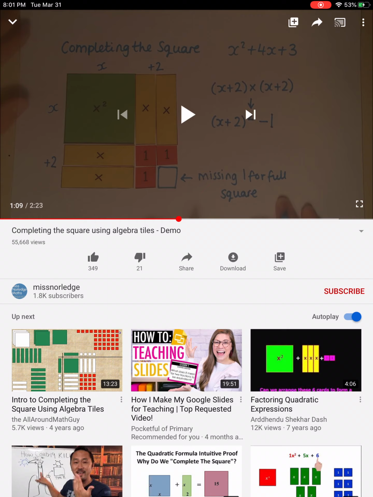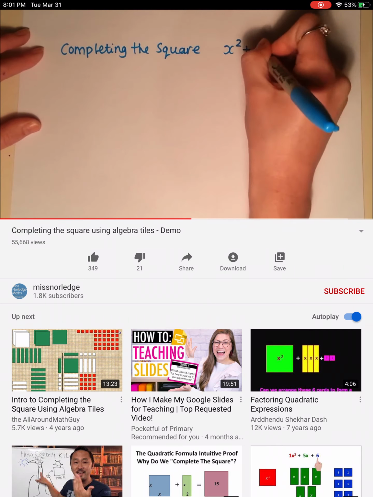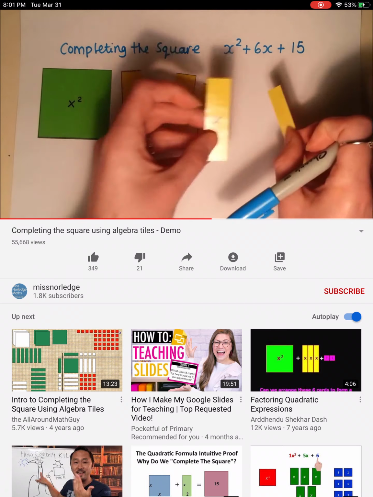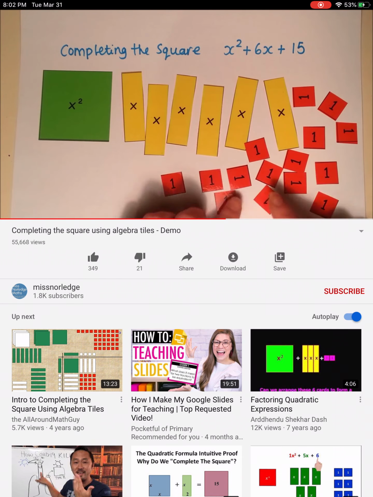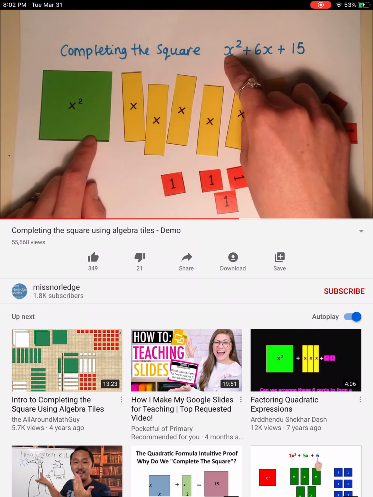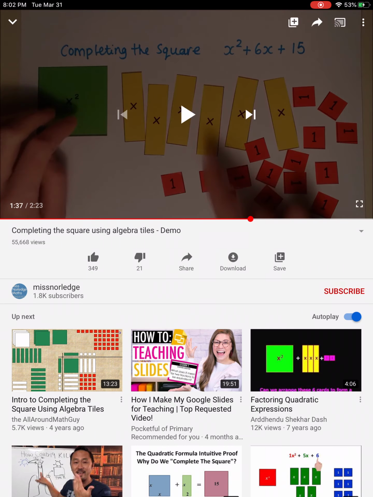Let's see another example. Again, you'll notice they represented x squared plus 6x plus 15 with the algebra tiles, and they're going to try to arrange it into a square.